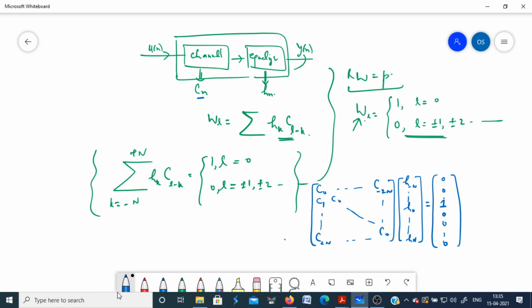Okay. So if the channel response is now estimated, if the channel response matrix is given to you, then from this matrix you can find what the impulse response of this equalizer should be, so as to equalize the effect of this channel. Okay, this is what is called a zero forcing equalizer.